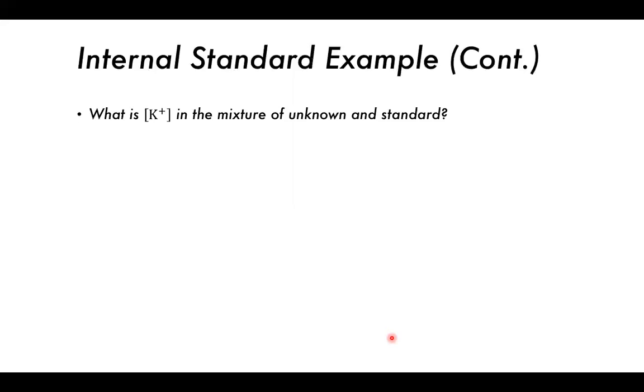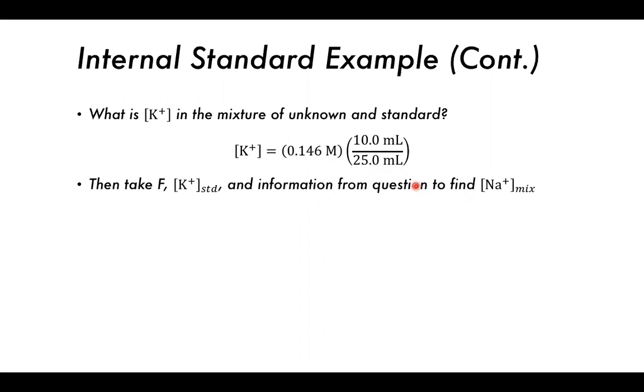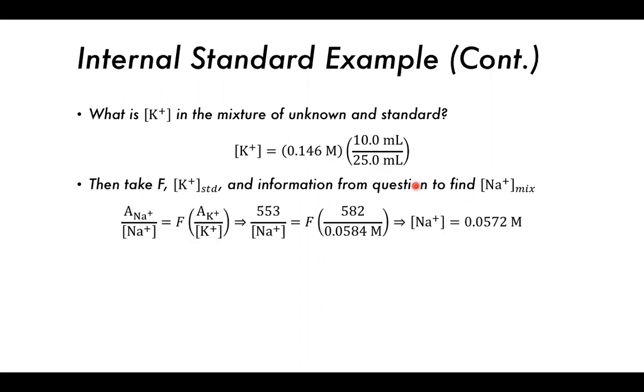So now that we have the F, we can continue to look and see what is the K plus in the mixture of unknown and standard. So K plus is going to be equal to the concentration here times the concentration added over the final volume. And so then take F, the K plus standard, and the information from the question to find the Na plus concentration in the mixture. So we then fill in our values. This time we know everything except the sodium ion concentration, which is what we want to know.